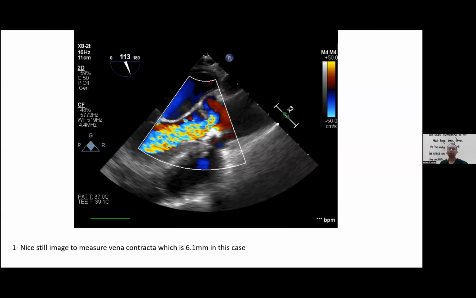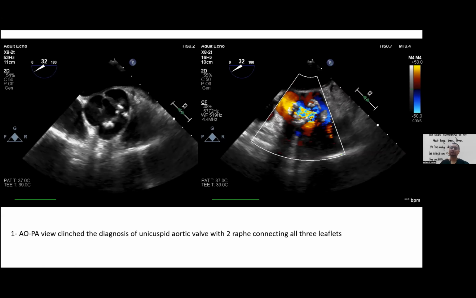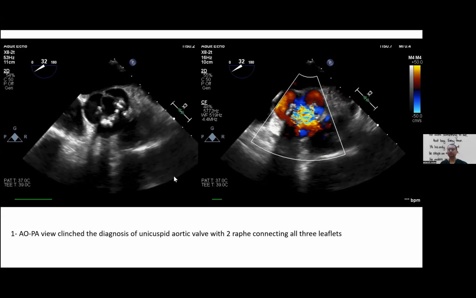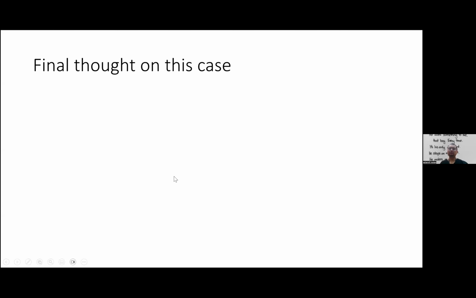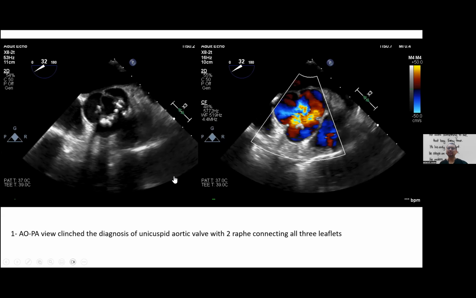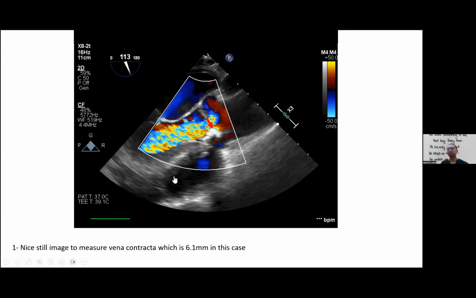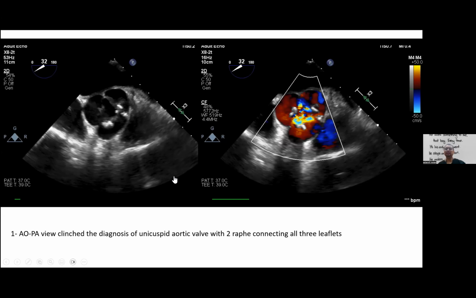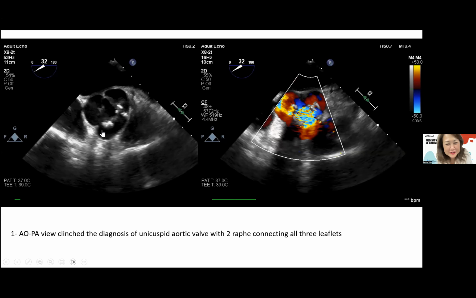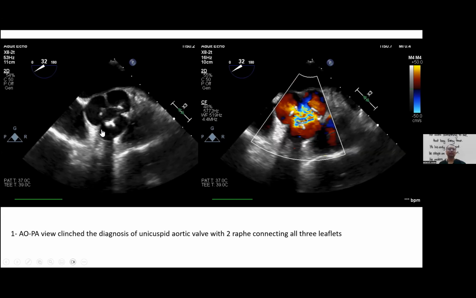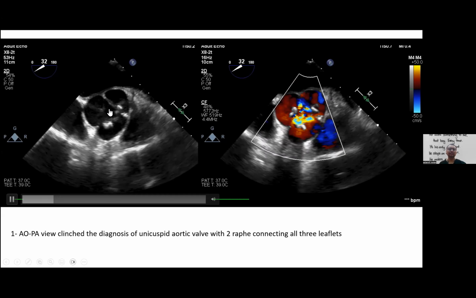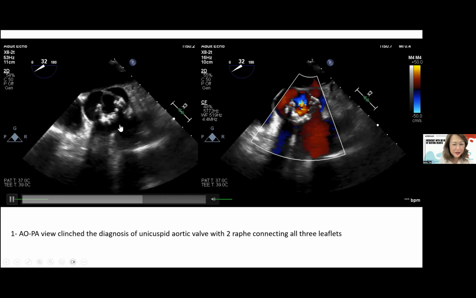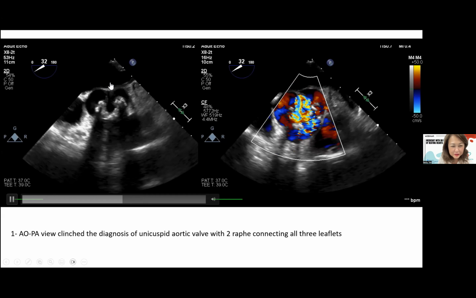However, we have a surprise when we look at the short axis view of the aortic valve. This is actually not a trileaflet aortic valve. Rather, this is a unicuspid aortic valve, i.e., an aortic valve with a single leaflet. What happened here is that you have a fusion of this leaflet, fused with this leaflet and fused with that leaflet. All these three leaflets.